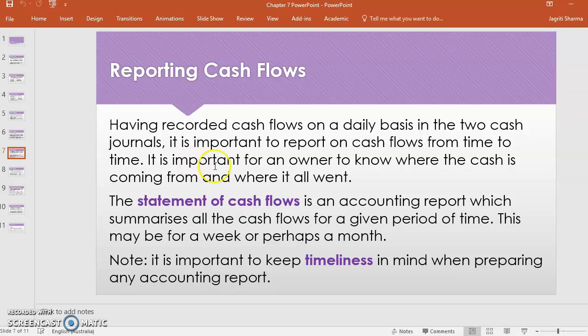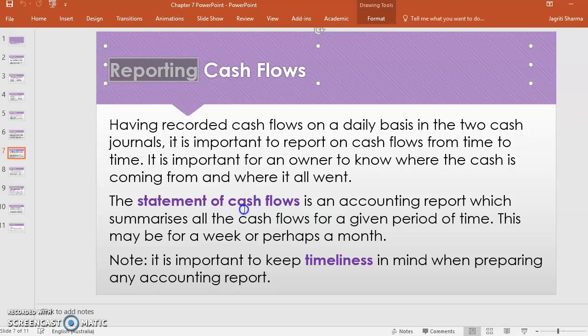It is important for an owner to know where the cash is coming from and where it all went. That's how you'll be accountable for your money. So you need to know where your cash is coming from and where you are paying the money. Now the statement of cash flows, this is your reporting statement.